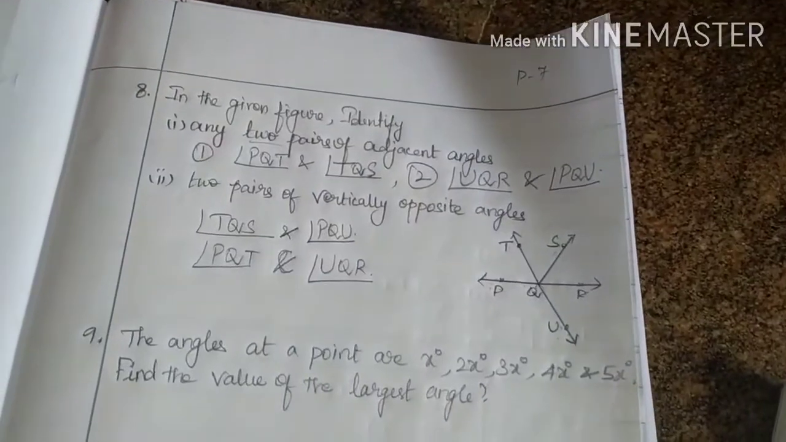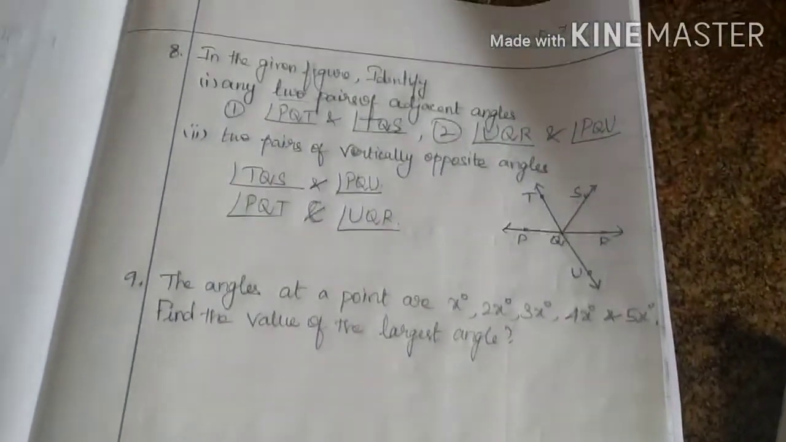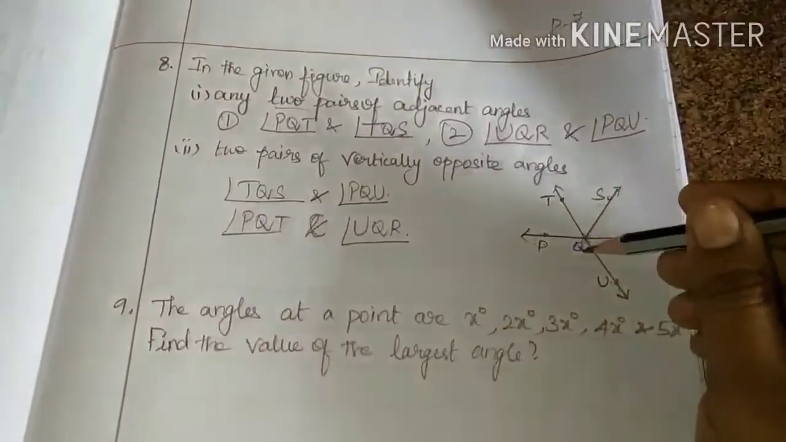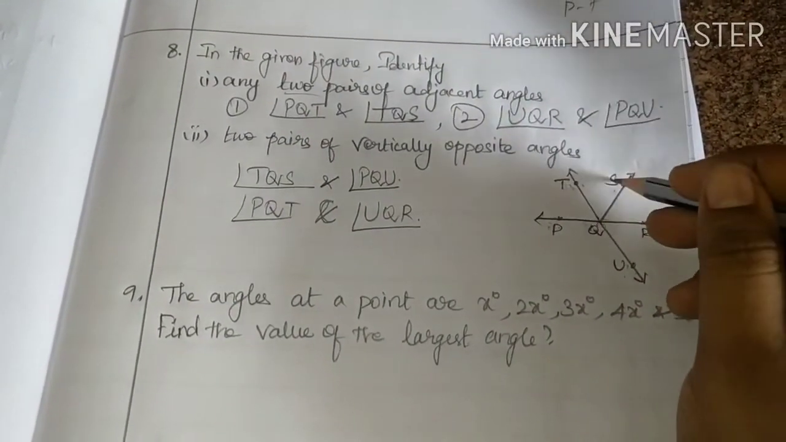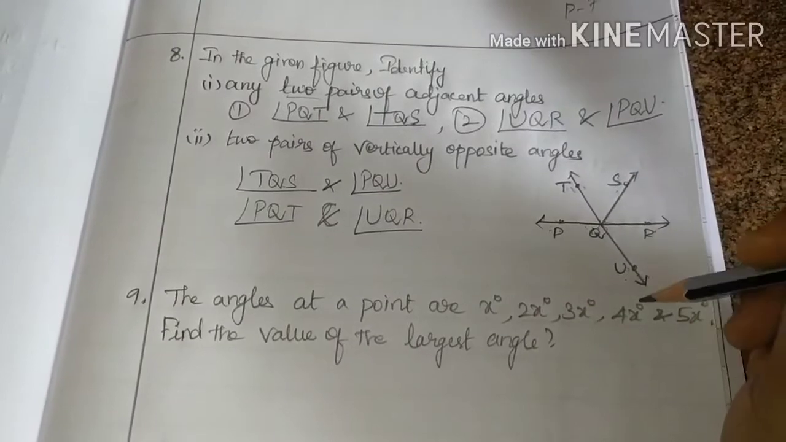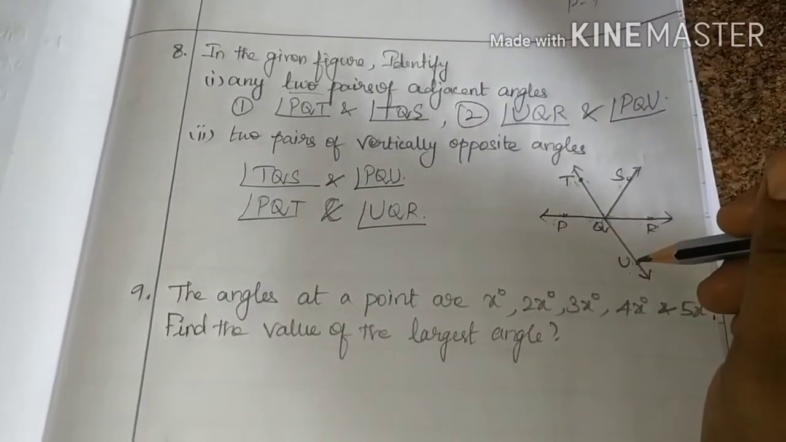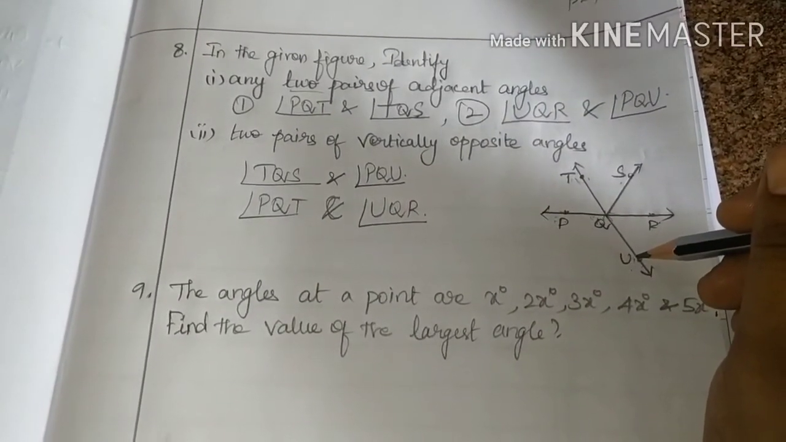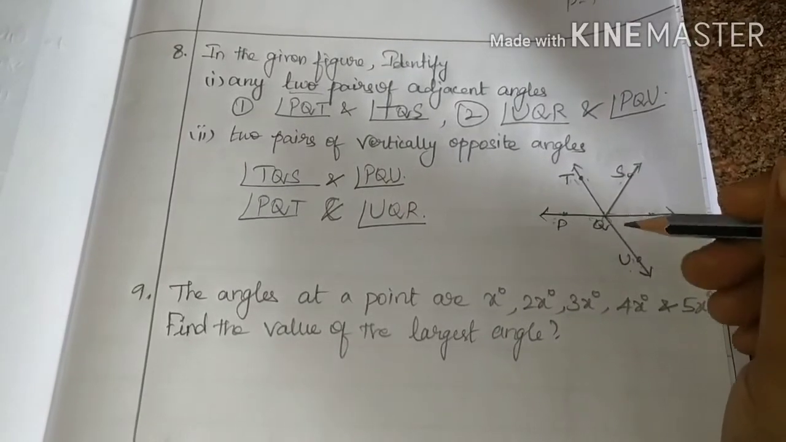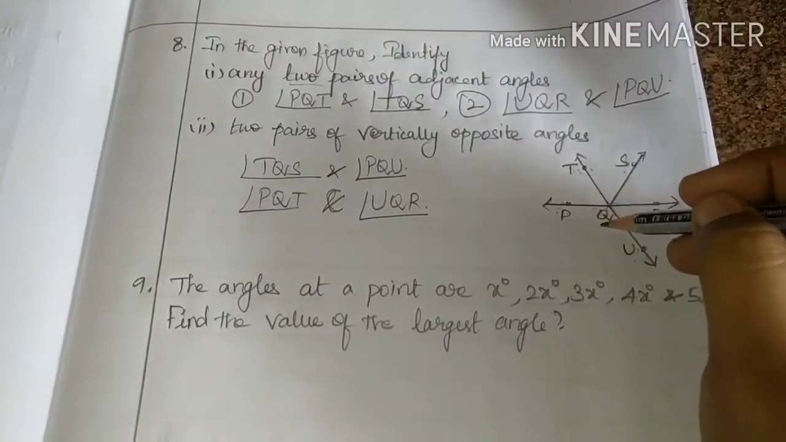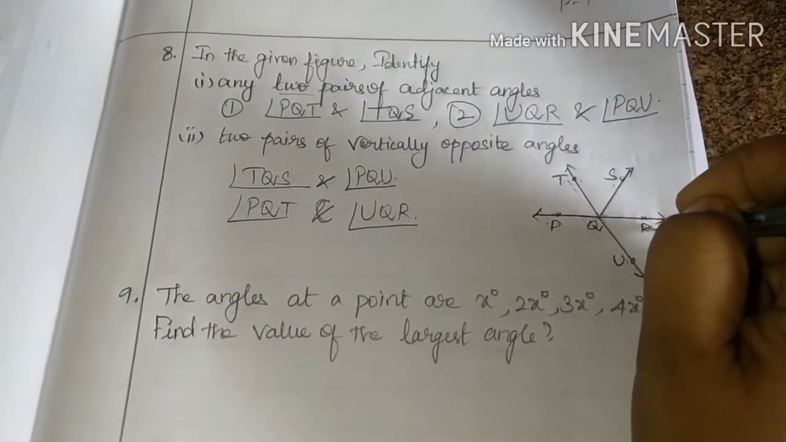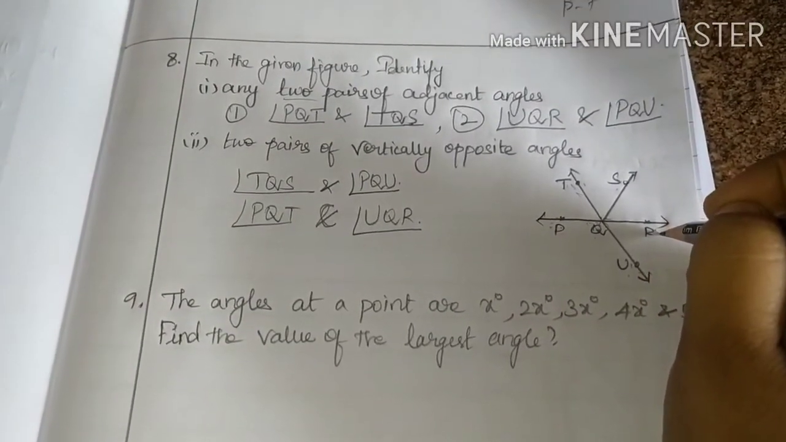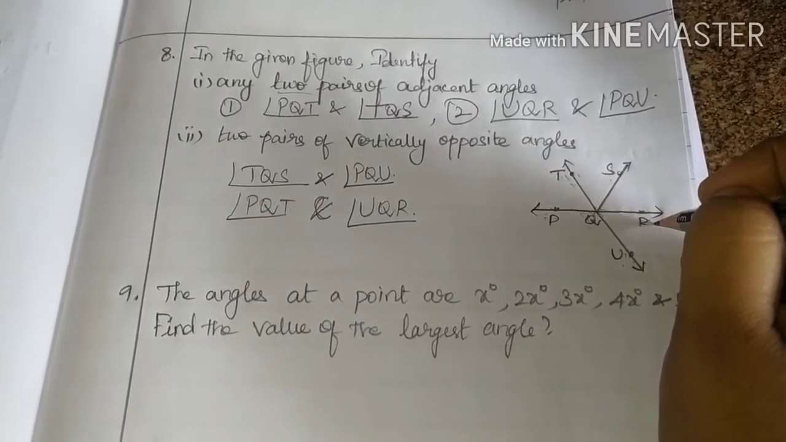Two pairs of vertically opposite angles I have written. Look at this, one is upside, vertically opposite, one is upside, another one is downside. Next is PQT is an upside, UQR in the downside. Okay, have you clear children?